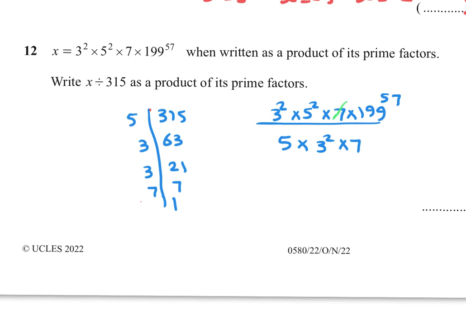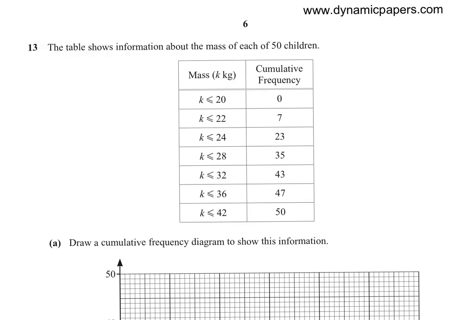This 7 cancelled with 7. And 5 power 2 divide 5 power 1, we have to subtract. 3 power 2 cancelled with 3 power 2. So now the answer will be 5 power 2 divide 5 power 1 equals 5 times 199 power 57. 13. The table shows the information about the mass of each of 50 children.